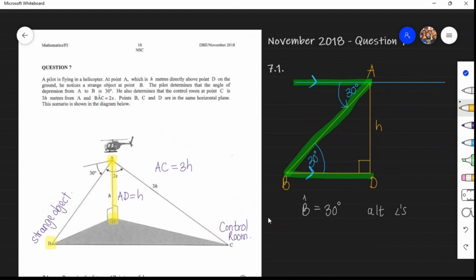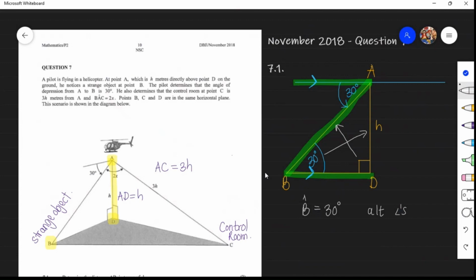Can we use the sine rule? Yes, we can, because we have two angles and one side, and we are trying to find the second side. So we can use the 30-degree angle at B and the side opposite that, which is h. We can then use our 90-degree angle and the side opposite that, which is AB, which is what we are trying to calculate. Can we use our cosine rule? No, we cannot, because we do not know the value of the two sides adjacent to any of the angles.